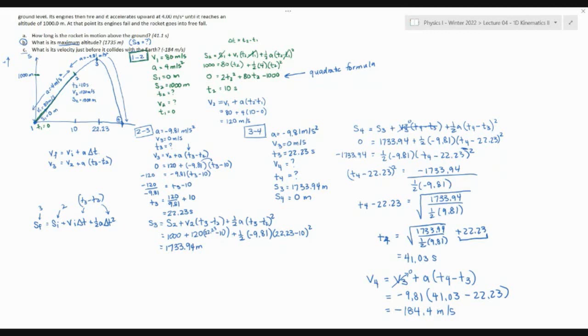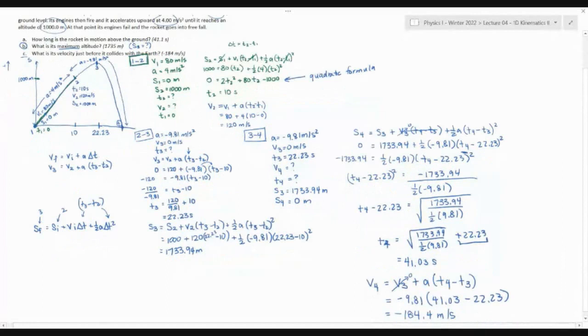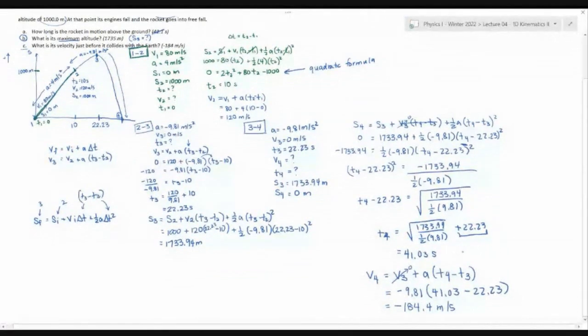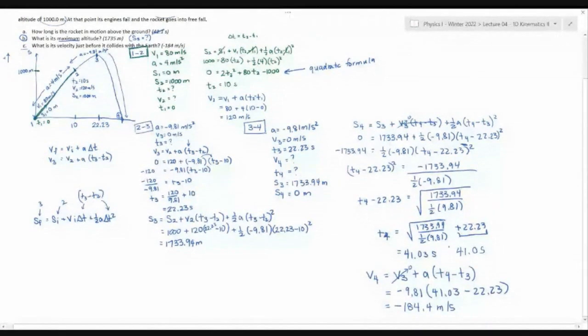The only thing left to look at now is our significant figures. So let's go ahead and answer all the questions. How long is the rocket in motion above the ground? So the total amount of time was the 41 seconds. The question gives 3 significant figures, 3 significant figures, and 5 significant figures. So our answer should have 3. So it would be 41.0. Okay, so this question just has some rounding errors. So it would be 41.0 seconds. So that's the answer for part A.